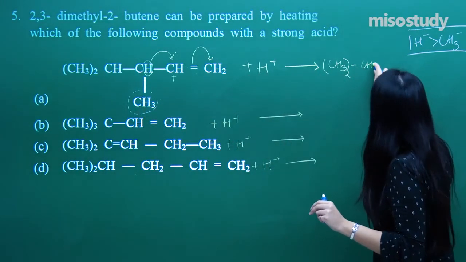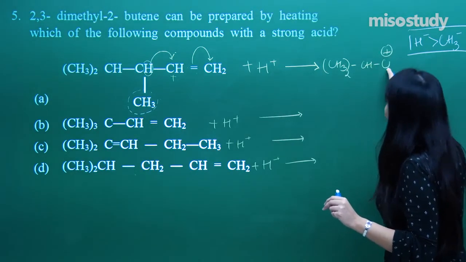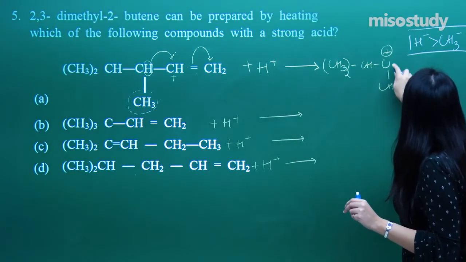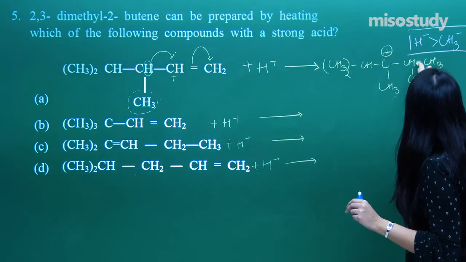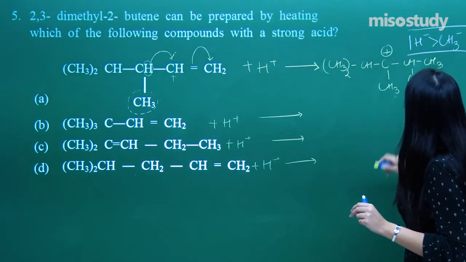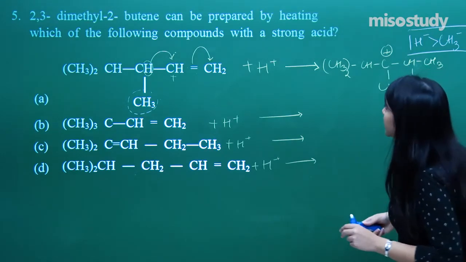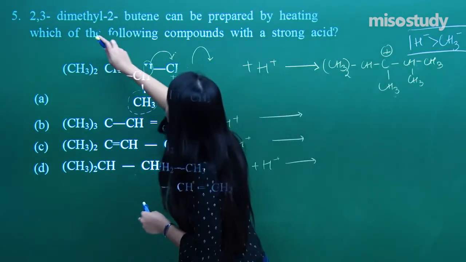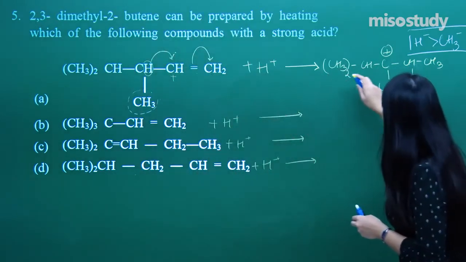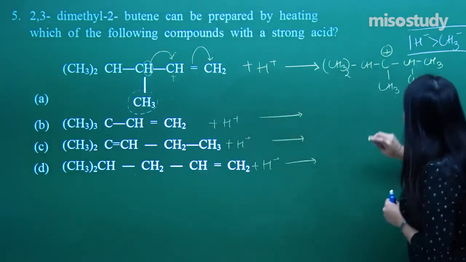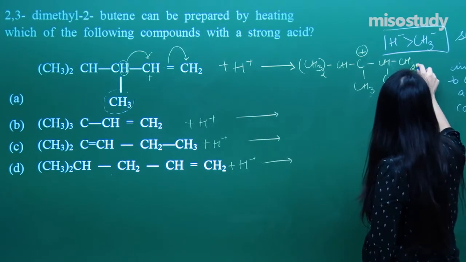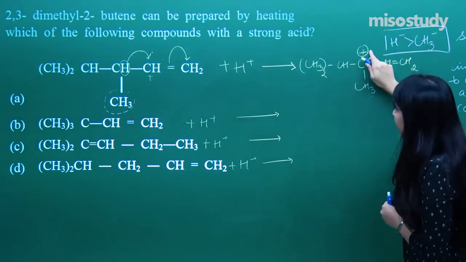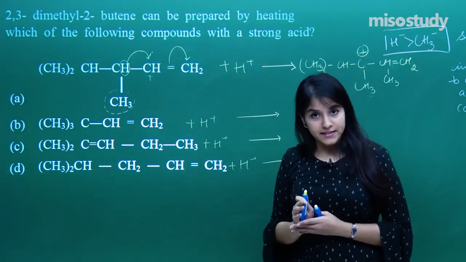So what do I get? CH, CH3 and CH3. That is what we are getting here, and I need to attach it, again, I need to prepare 2,3-dimethyl-2-butene. That means I am making it react in such a manner, and again I get a double bond over here. This H positive will be neutralized by the acid itself.